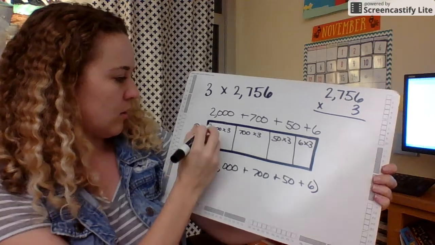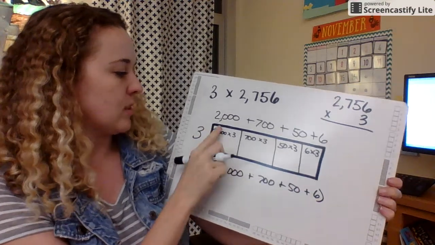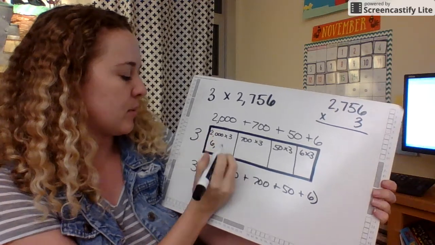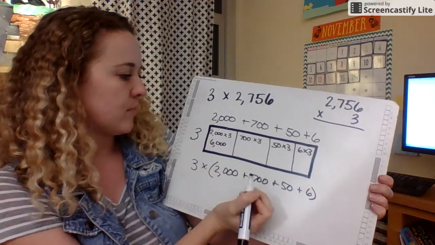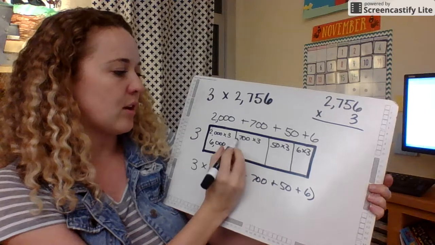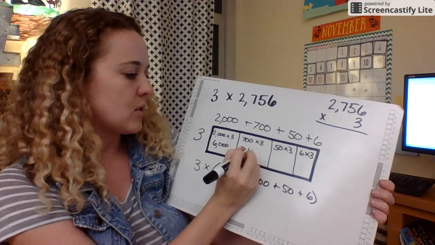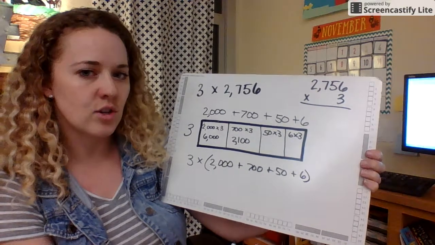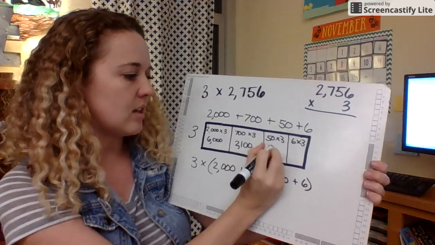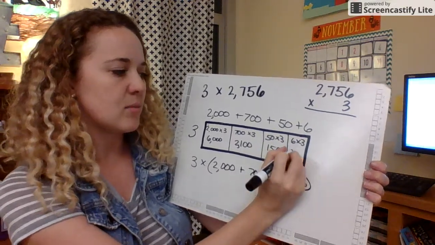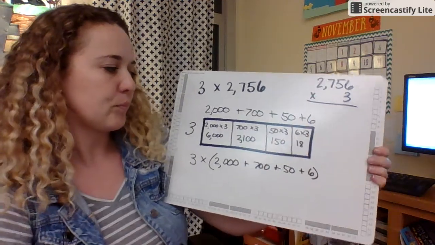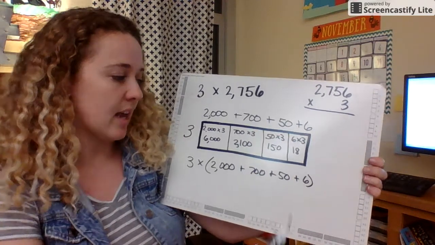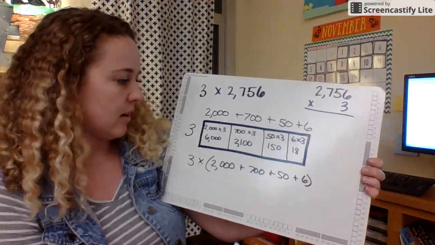So 2,000 times 3 equals, I'm going to cover up my zeros. I know 2 times 3 is 6, but we're in the thousands place, so it's 6,000. 700 times 3, I know 3 times 7 is 21, so then 700 times 3 is 2,100. 50 times 3 is 150, and 6 times 3 is 18. So now I don't stop here because I don't have a product yet. I need to add all of those together.